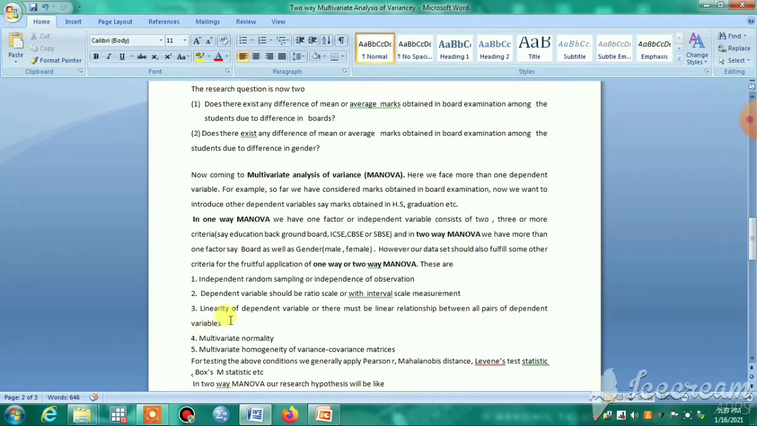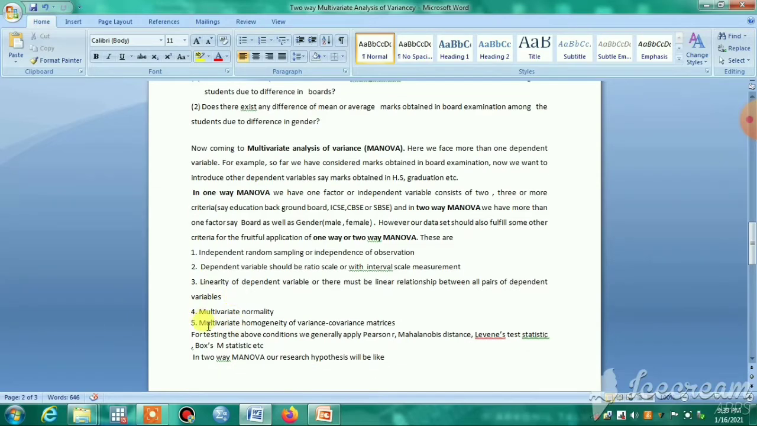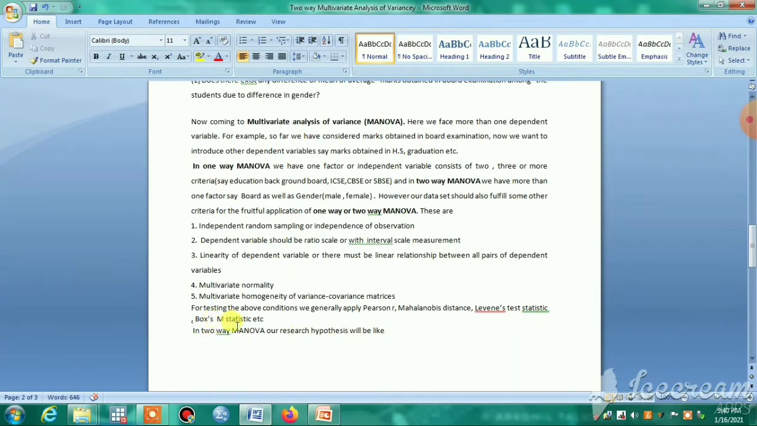We shall explain all these things one by one, but for this moment we have to remember that the data set should fulfill all these criteria for the application of the MANOVA, one-way or two-way MANOVA. And the next one is multivariate normality. Next is multivariate homogeneity of variance covariance matrices. For testing the above conditions, we generally apply Pearson's R, Mahalanobis distance, Levene's test statistic, Box's M statistic, etc.